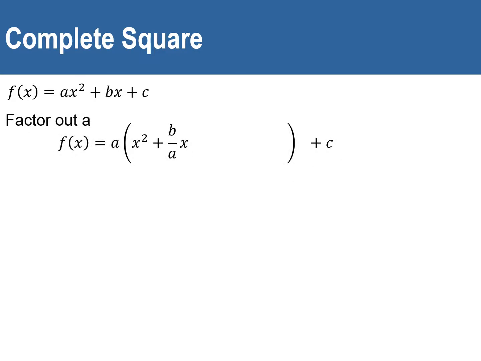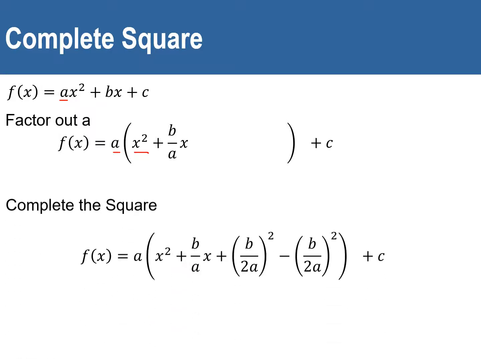The first thing you're going to do is factor this leading coefficient a out. Now you're going to notice when I take a out of ax squared, I'm left with x squared. When I divide a out of bx, I'm left with b over a times x. You see all this empty space? You're going to want to leave that on your paper. And then plus c.